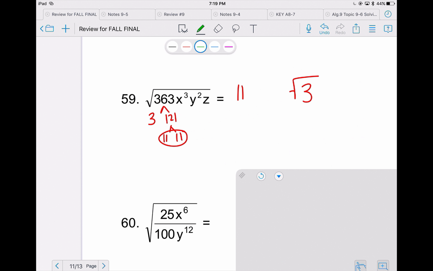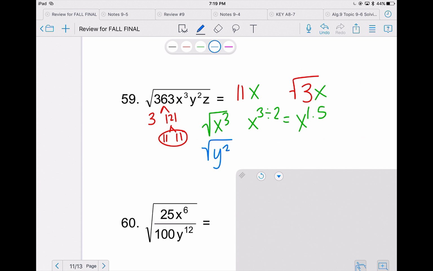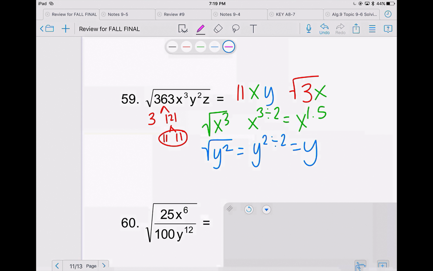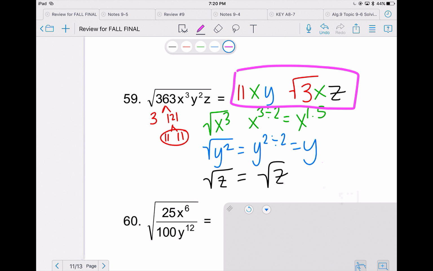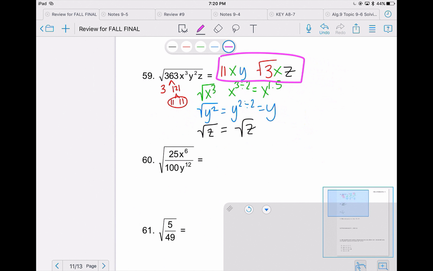For x cubed, we do 3 divided by 2 and get 1.5. 1 goes outside, 0.5 means 1 stays inside. Y squared, 2 divided by 2 is 1, so 1 comes outside. Z can't do anything, so it must stay inside. So my answer is 11xy square root 3xz, all under the square root.